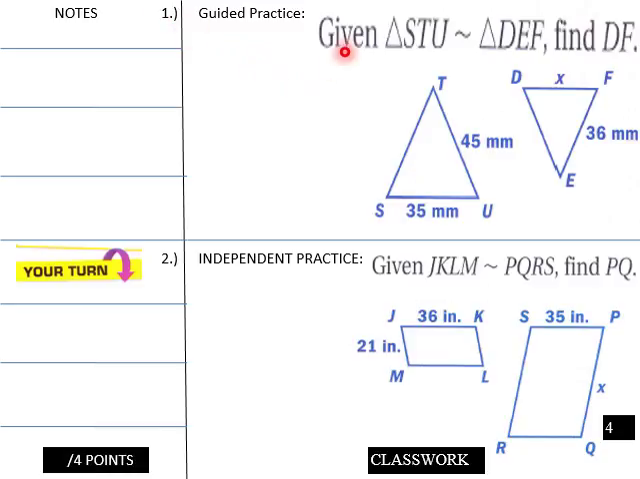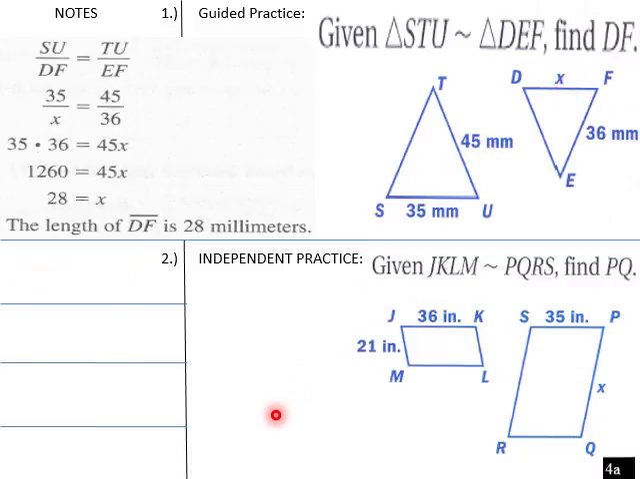So in this guided practice, we have 2 similar triangles here. Students, pay attention so you can do yours down here. Find DF, which is this right here. This is our x. So let's set up a proportion so we can do that. And here's our proportion: SU over DF equals TU over EF. So we have 35 over x equals 45 over 36. So once we do that, we solve for x. Cross multiply. We get x equals 28. The length of DF would be 28 millimeters. And students, this is yours here.